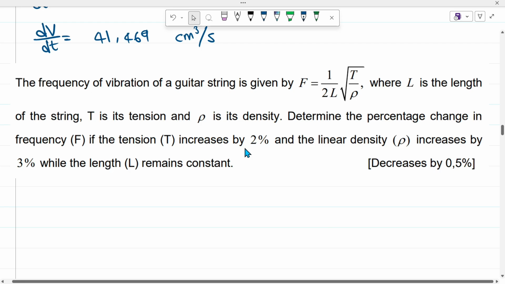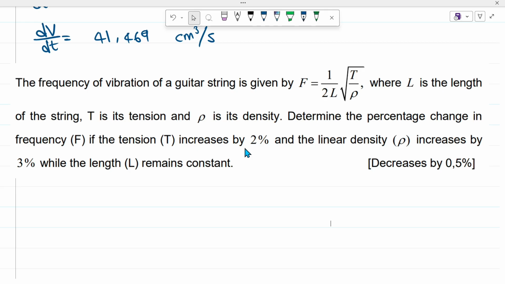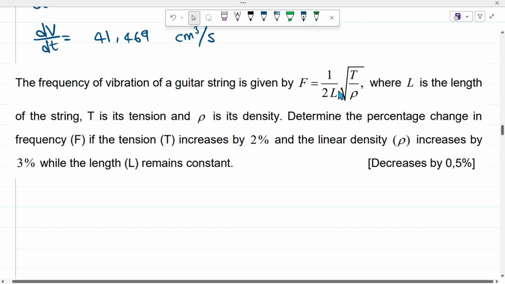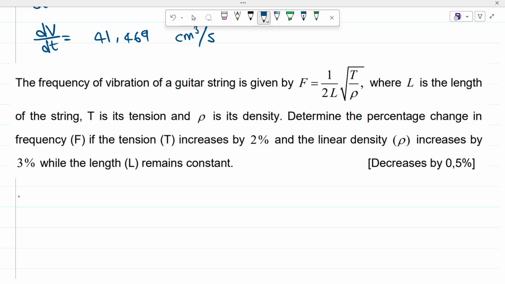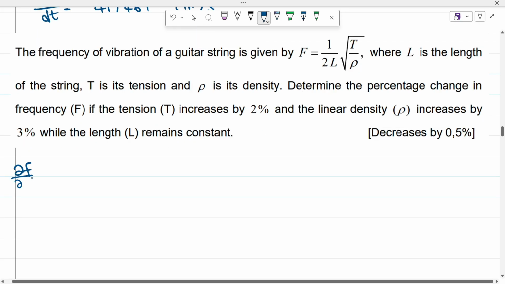All right, so let's start. Guys, feel free to pause the video so that you can work out this problem on your own, give it a try, and then see if you also get the same answer. We're going to differentiate f with respect to L, and then with respect to T, and then with respect to rho. So we'll get 3 different equations. So let's start with the partial derivative of f with respect to L. We can start with L, it's fine.